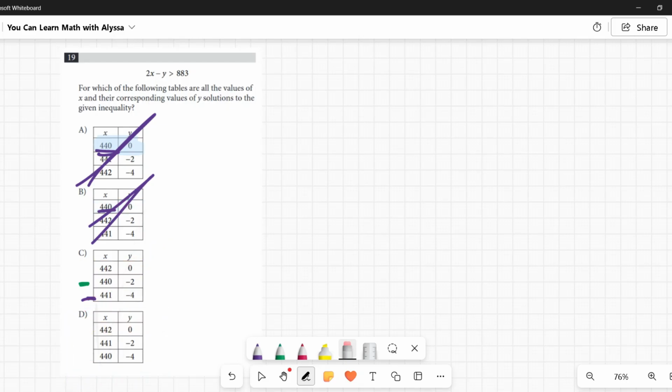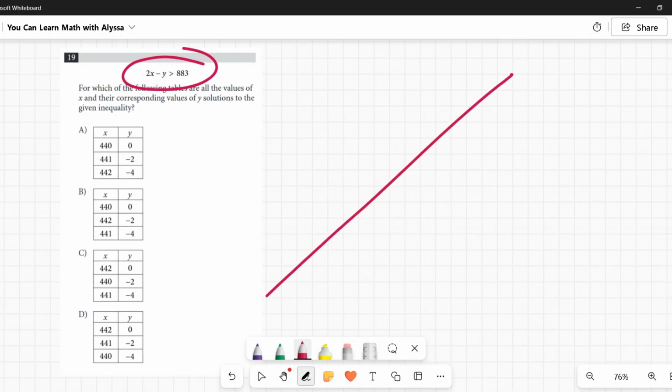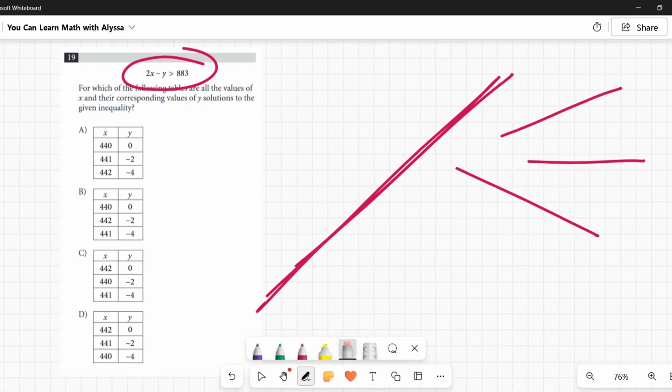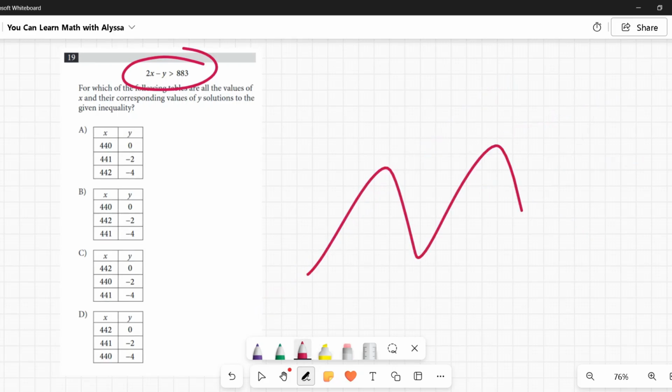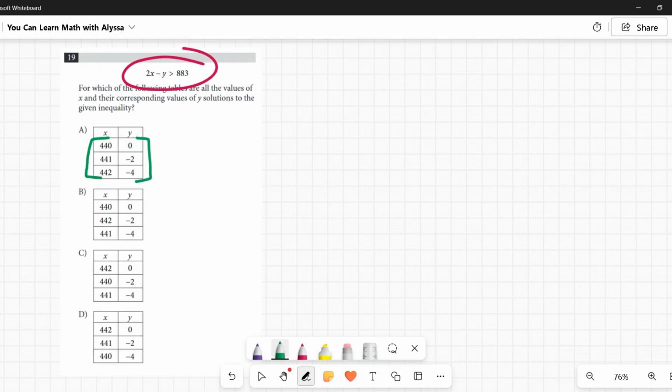But for this particular problem, something you might have observed is this is a linear function, a linear inequality. Because it's linear, it's a straight line, and it's going to go up or down in a steady and regular pattern. All linear equations are steady and regular. They're not going up and down like that. It's linear, it's straight. Look at this. It's going 440, 441, 442. 0, -2, -4. Both of those are linear progressions. This going up by 1. This one's going down by 2.